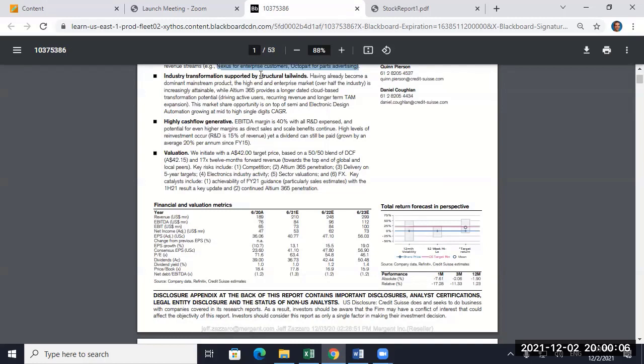Industry transformation supported by structural tailwinds. That could mean a million things, but it sounds good, right? It's a real fancy sentence. The word tailwinds is always good to put in any paper. Having already become a dominant mainstream product, the high-end and enterprise market is increasingly attainable. Their product provides a longer dated cloud-based transformation potential. I don't know what that means. This market share opportunity is on top of semi and electronic design automation growing at the mid.